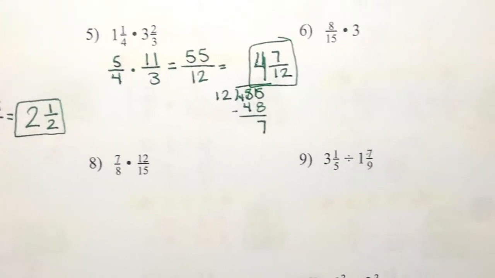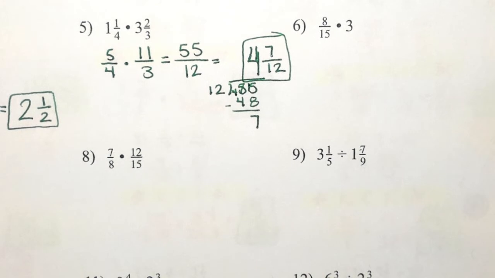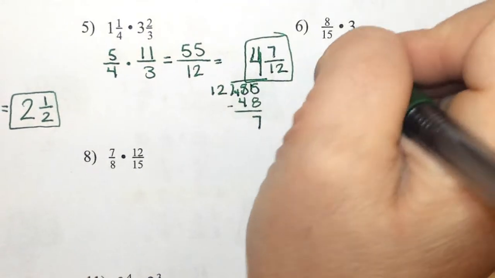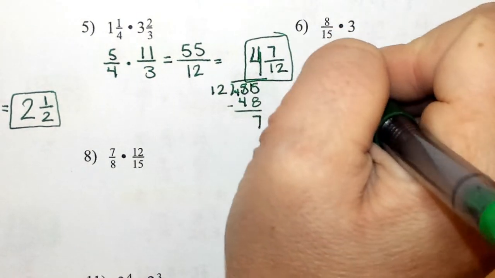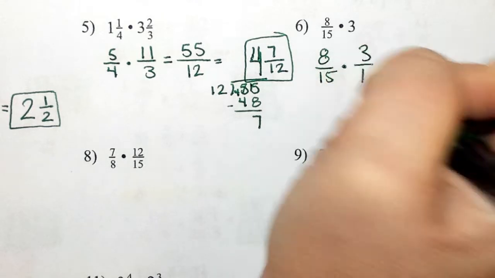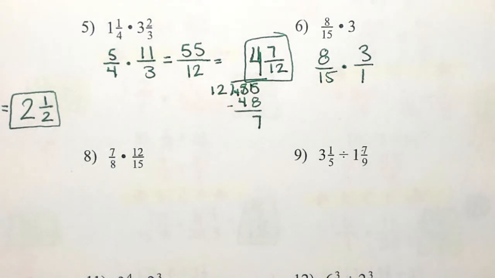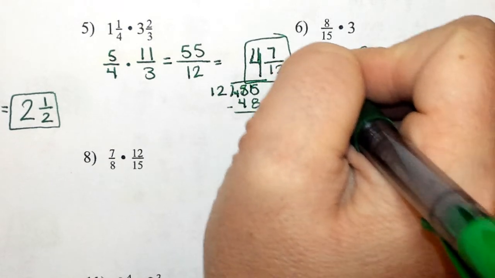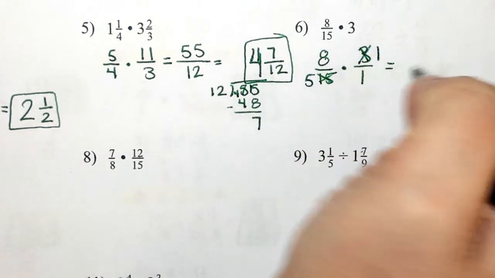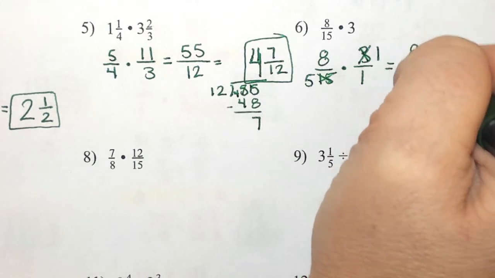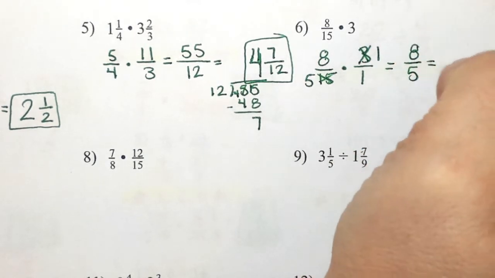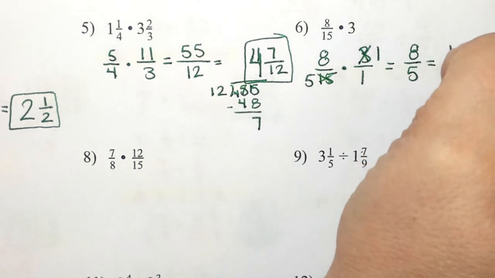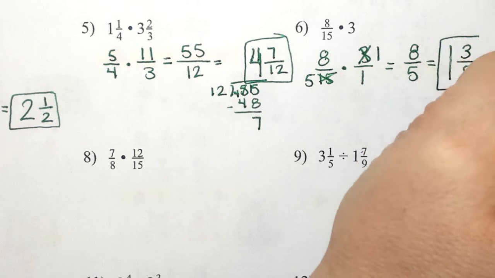All right, number 6. Is this a good problem? No. Fix this problem for me. Noah? 8 over 15 times 3 over 1. Do I need to keep change flip? No. Can I simplify? Yes. Vanessa, what will simplify? 3 and 15. So 3 will go into 15. How many times? 5. And 3 will go into 3? Once. All right, so on the top, 8 times 1 is 8. On the bottom, 5 times 1 is 5. And we get 1 and 3/5. 5 goes into 8 once with 3 left over.